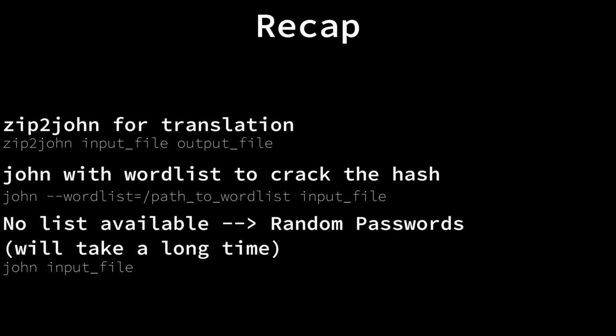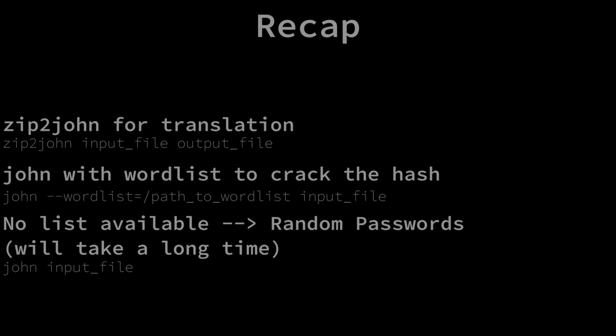Recap, we used zip2john to generate a hash value, then John to crack the password with the hash. If you do not have a password list, you can make John guess passwords by simply not specifying the wordlist value. Prepare to wait a long time until it's finished though.